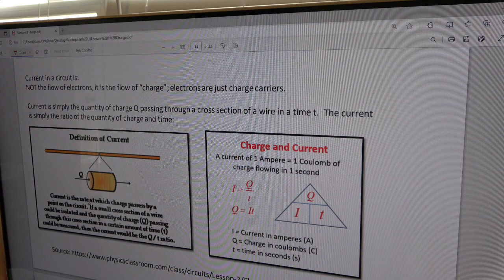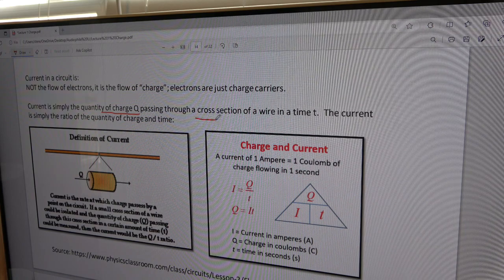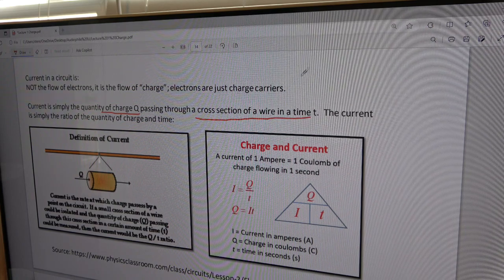Now, I mentioned a while back that current in a circuit is not the flow of electrons, it is the flow of charge by definition. Electrons are just charge carriers. Like I said, they're the taxicabs that carry charge. So the definition of current is simply the quantity of charge, where Q is charge in coulombs, that passes a cross-section of a wire in a given time.